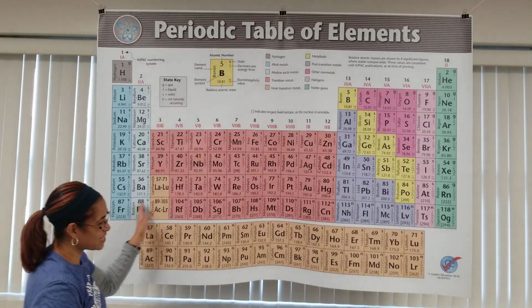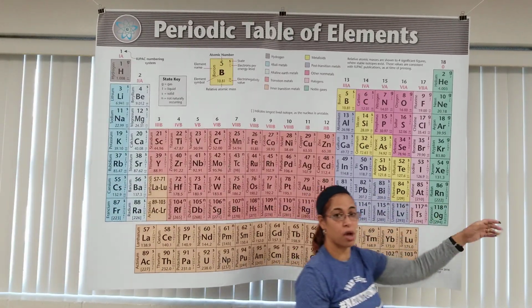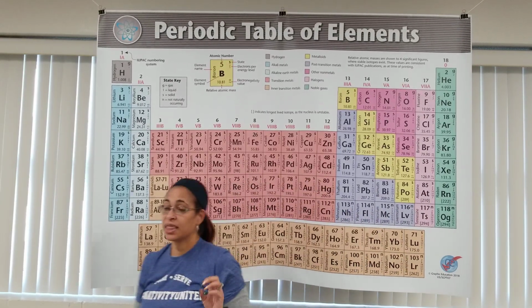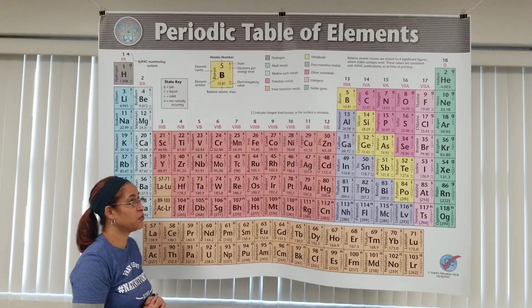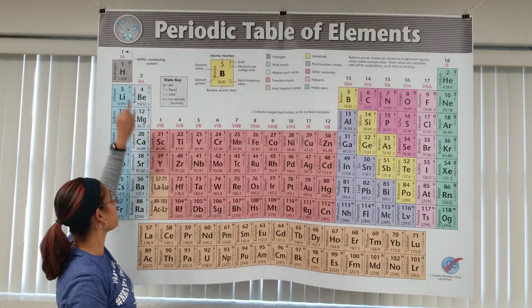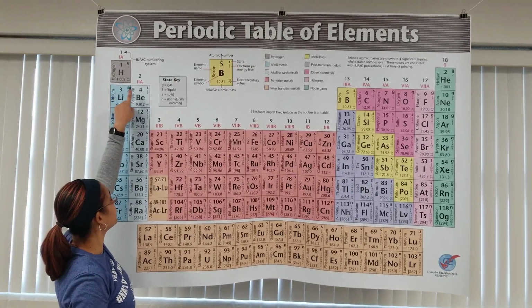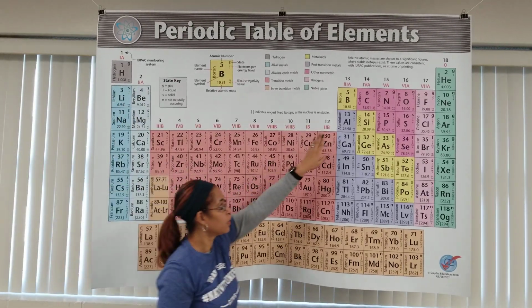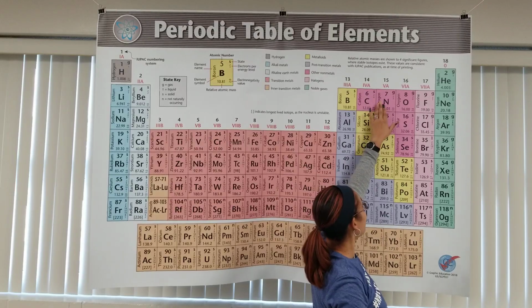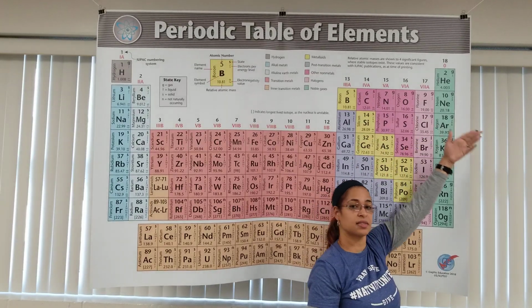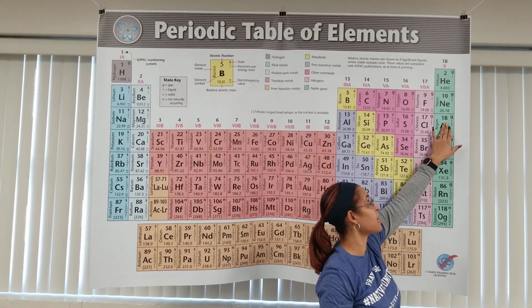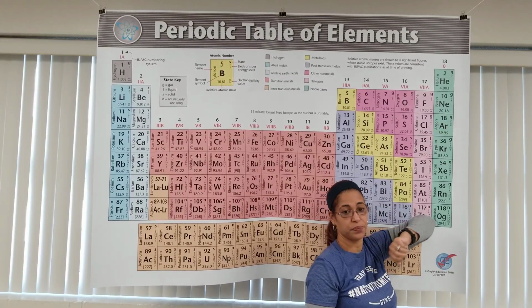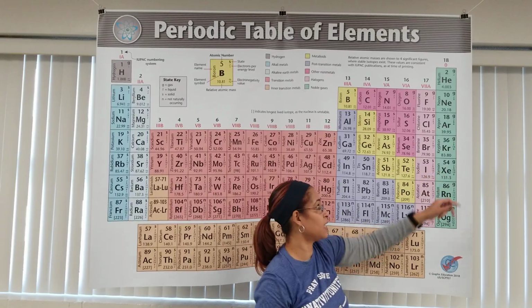Okay, we have 18 groups going across. Now, we're going to focus on the A groups today. If you notice on this periodic table, we have group 1, we're looking at the red, 1A, 2A, 3A, 4A, 5A, 6A, 7A. And in some periodic tables, it says 8A. In some periodic tables like this one, it says 0. Okay, but we're going to go with 8A.